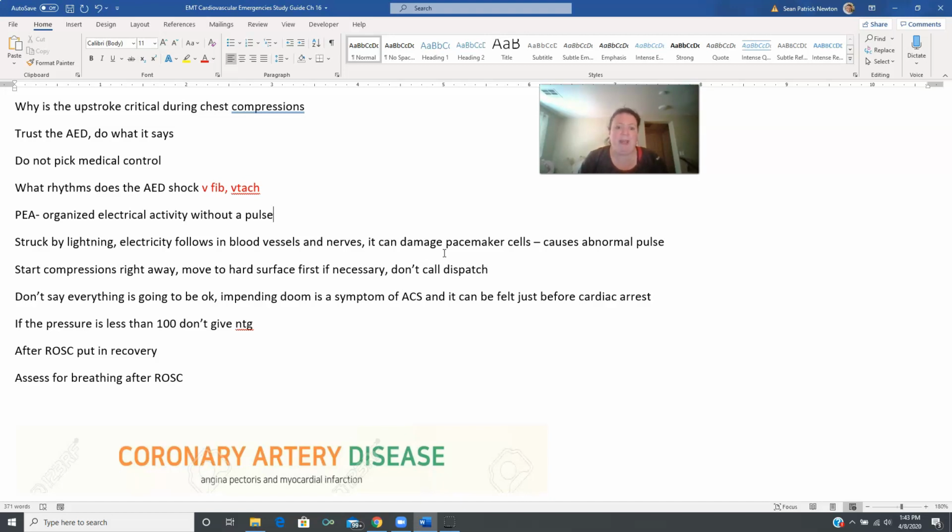Start compressions right away. First thing you want to do is move the patient to a hard surface. Next thing you want to do is start compressions and also put on the AED. Those are really 1, 2, 3. Although they can be done simultaneously, or with a partner could do one, you could do the other. If you're looking at the absolute steps in order, you can't start compressions till they're on a hard surface. So hard surface, compressions, AED.